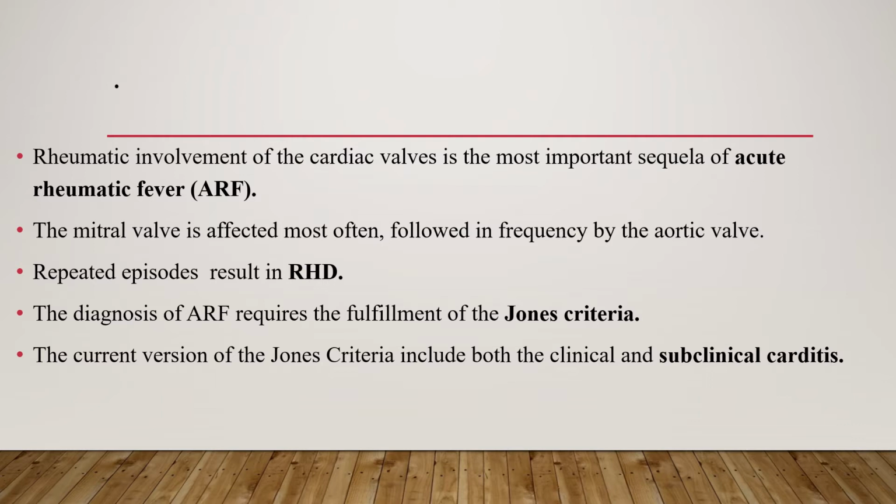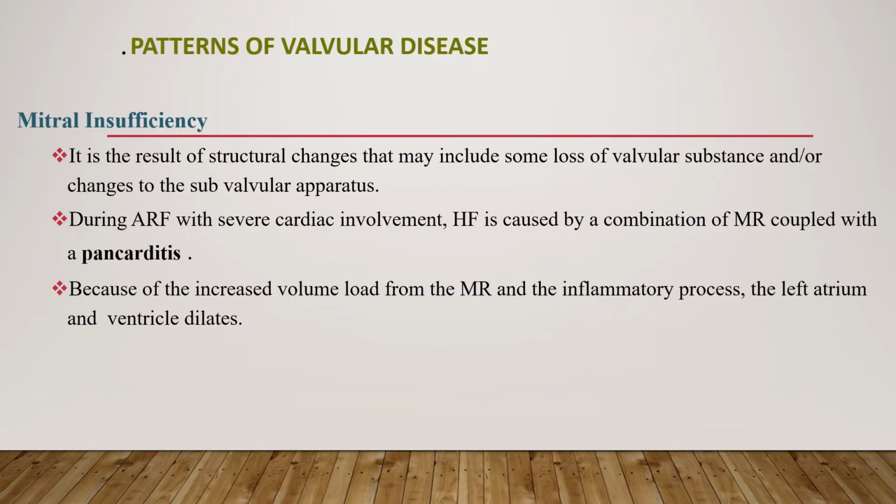So, despite the absence of a clinical murmur showing mitral or aortic regurgitation, subclinical carditis, that is mitral or aortic valvulitis detected on echocardiography that fulfills the pathologic criteria, can be taken as a major criterion of acute rheumatic fever.